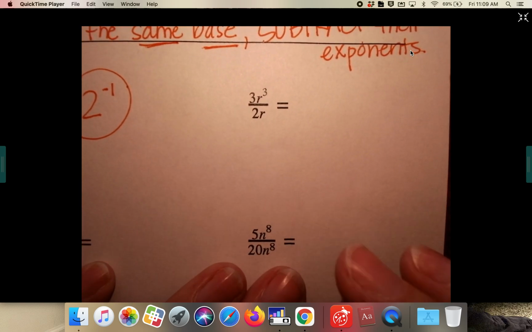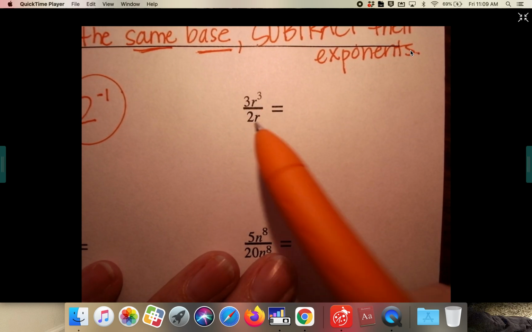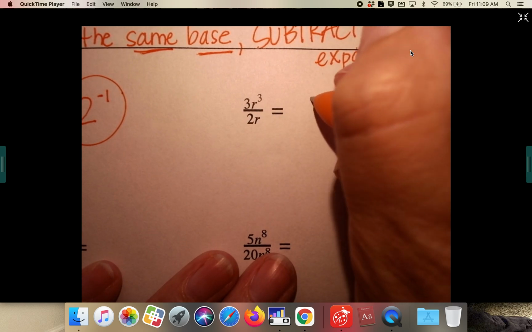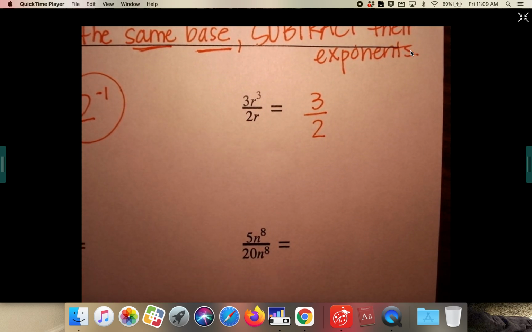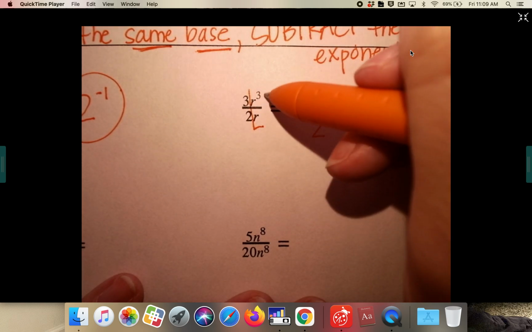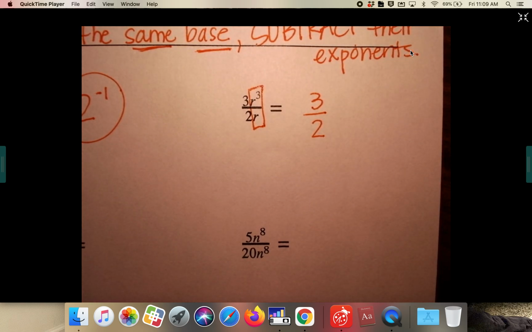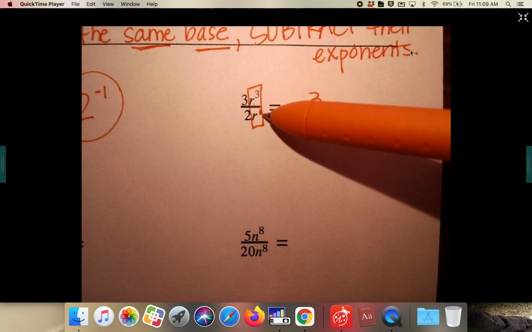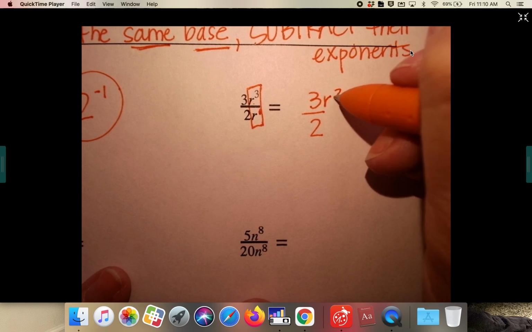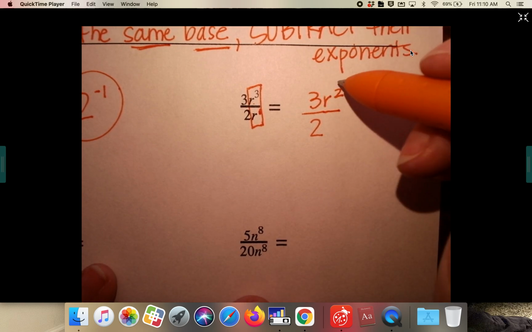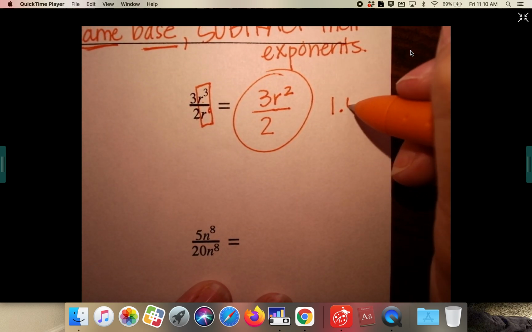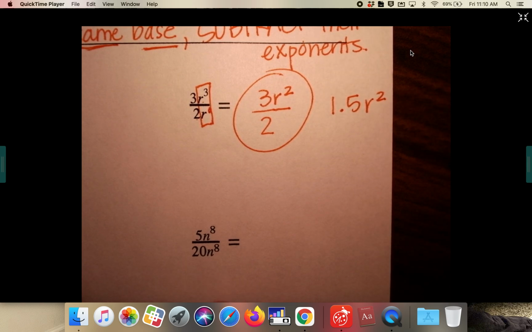Okay. I'm sorry to say that these are not the same base. So you would divide them, or you know what? Let's just leave it 3 over 2. If they're not the same base, you can't do anything with them. However, the r's are the same base, so we can subtract those exponents. There's a hidden invisible 1 here. So r to the third minus r to the 1 is r squared. Okay? If you went ahead and divided 3 over 2, it'd be like 1.5. So if you put 1.5 r squared, that's the same thing. I would accept this also. Okay.